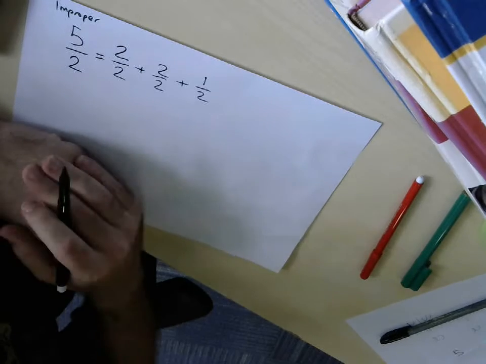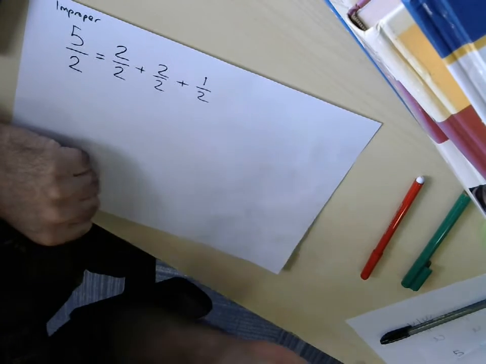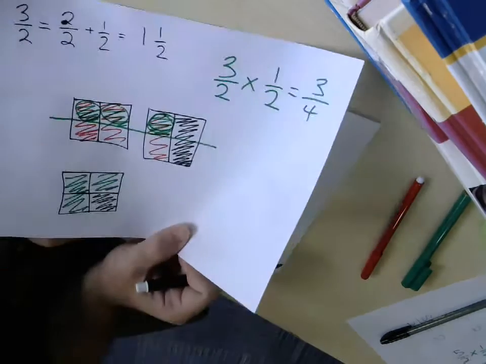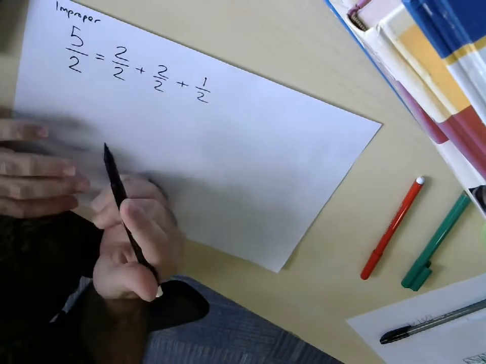Hey everybody, we're going to take a look at improper fractions and how to write those as mixed numbers. Then we're going to get into some really funky drawings here using an area model to multiply.